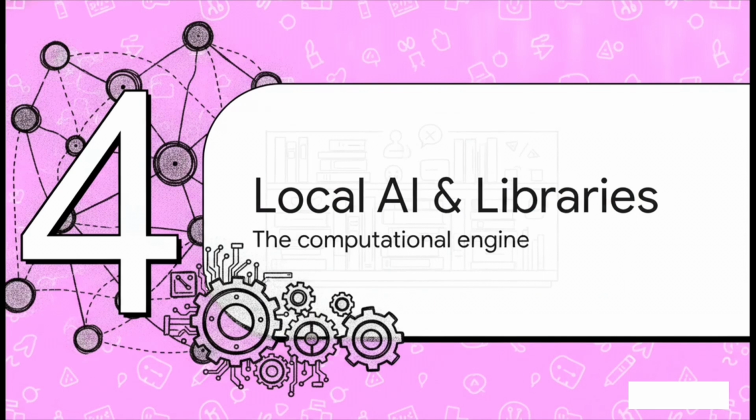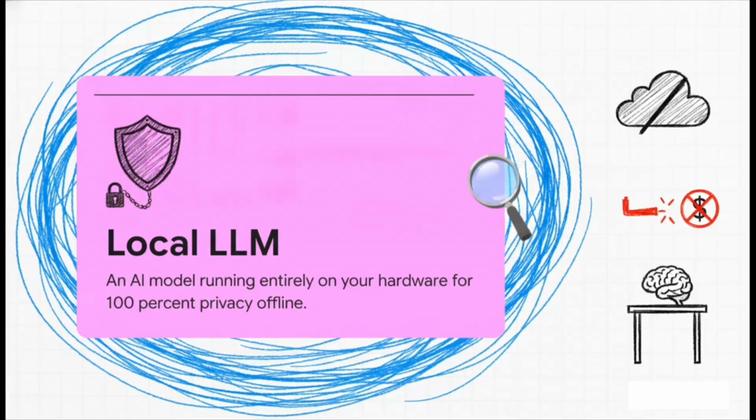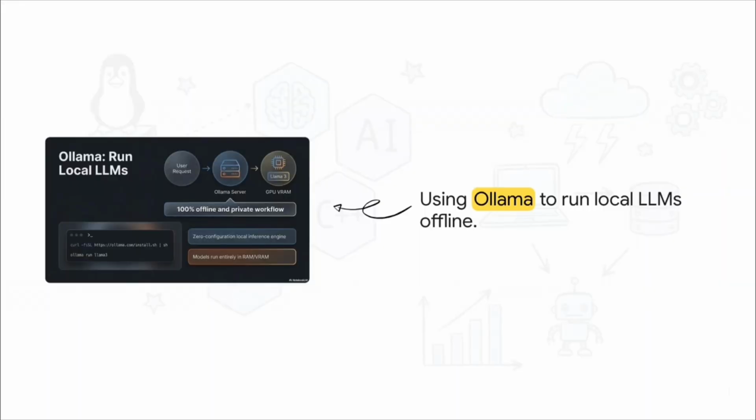Let's keep the momentum going with Section 4, Local AI and Libraries. This right here is the true computational engine of our entire workstation. First up, a quick definition. A local LLM, or large language model, is an AI that runs entirely on your own hardware. The crucial takeaway here is that a local LLM means absolutely zero data leaves your machine, keeping your workflow completely private and offline. Instead of paying for expensive API calls to external cloud providers, you are running the brain right on your own desk. And getting that running is crazy easy.